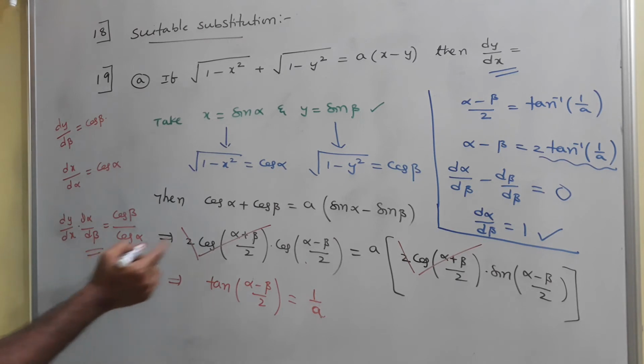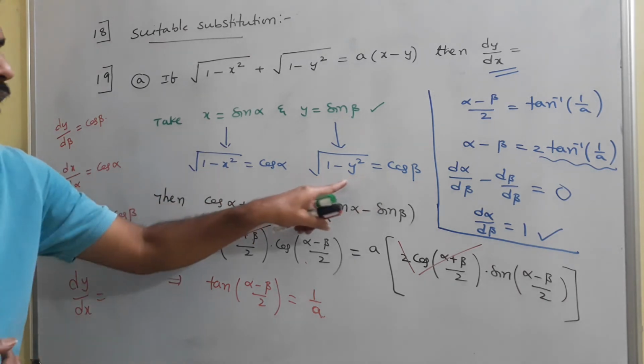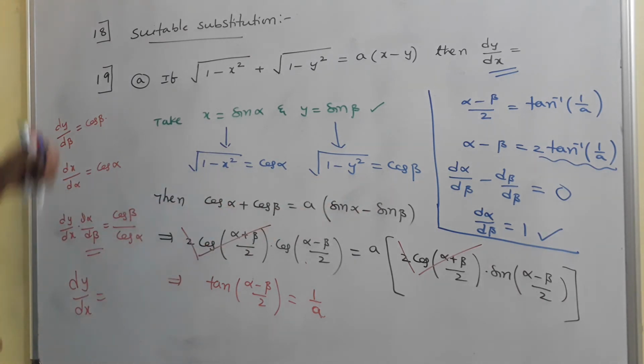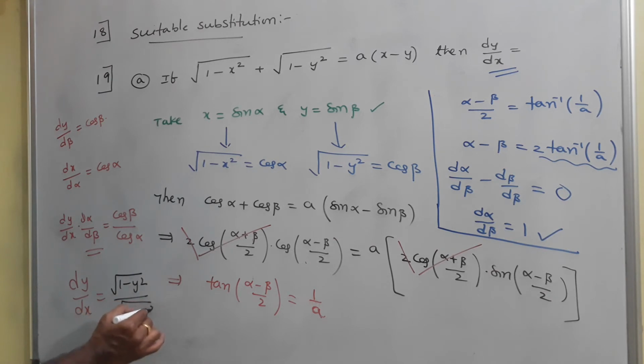This d alpha by d beta value is 1, which we found. So this is 1. So finally dy by dx is equal to cos beta by cos alpha. And what is cos beta? Cos beta is root 1 minus y square, and cos alpha is root 1 minus x square. So root 1 minus y square divided by root 1 minus x square is your answer at the end.